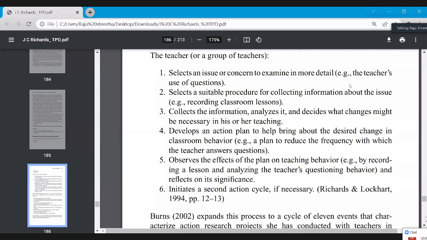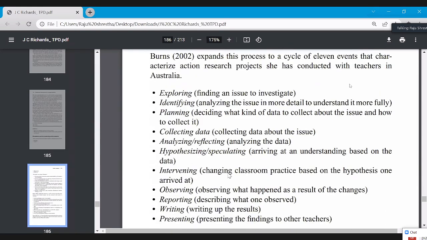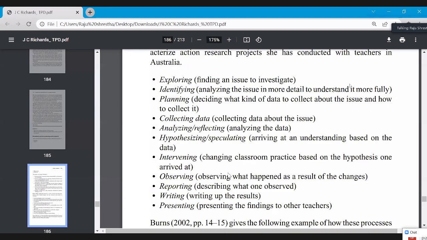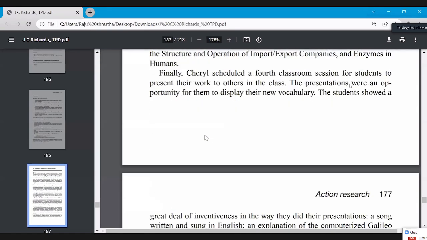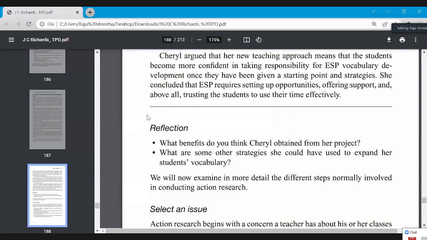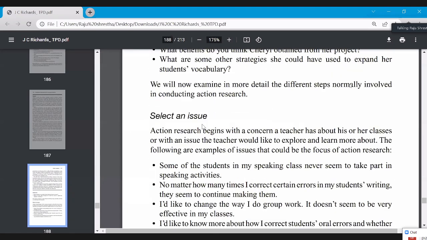Let us look at issues. You have asked what the possible topics are. So the topics are here. You can write exactly these topics. Now issues, not select an issue. Let us go to issues. What kind of issue could it be? Action research begins with a concern a teacher has about his or her classes, or with an issue the teacher would like to explore more, want to know more, and learn more about. The following are examples of issues.